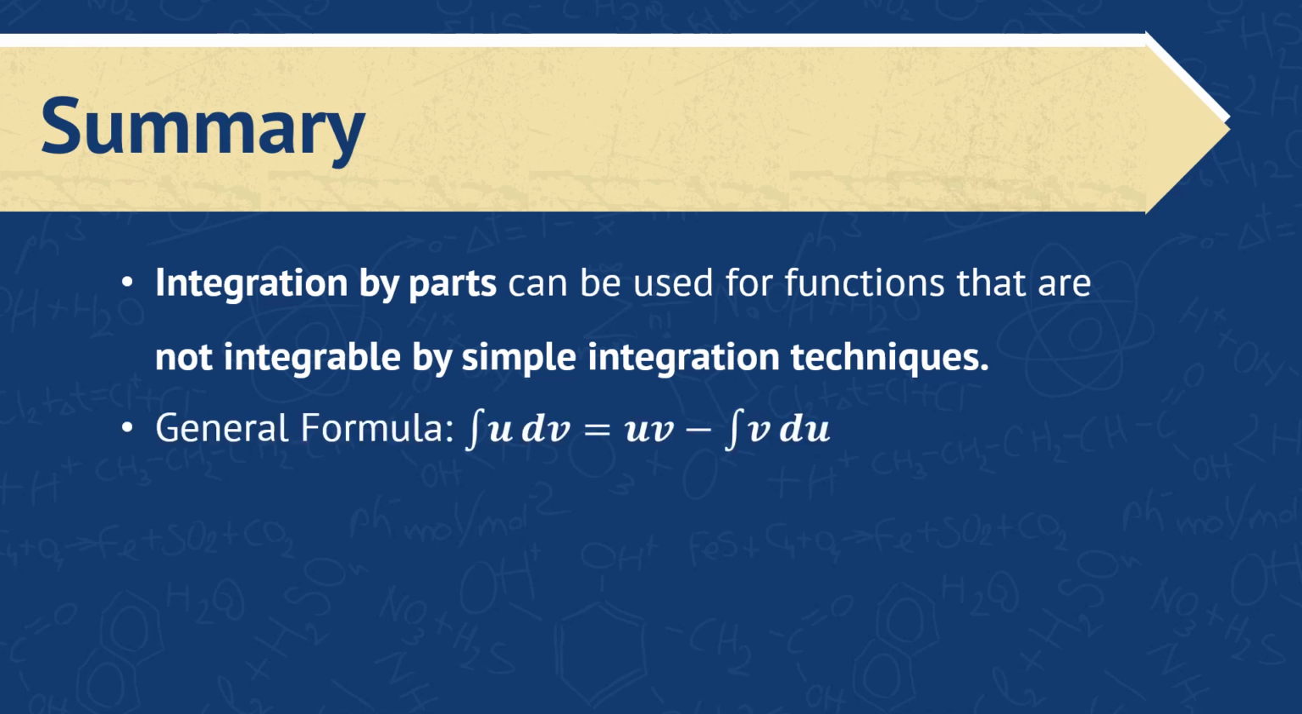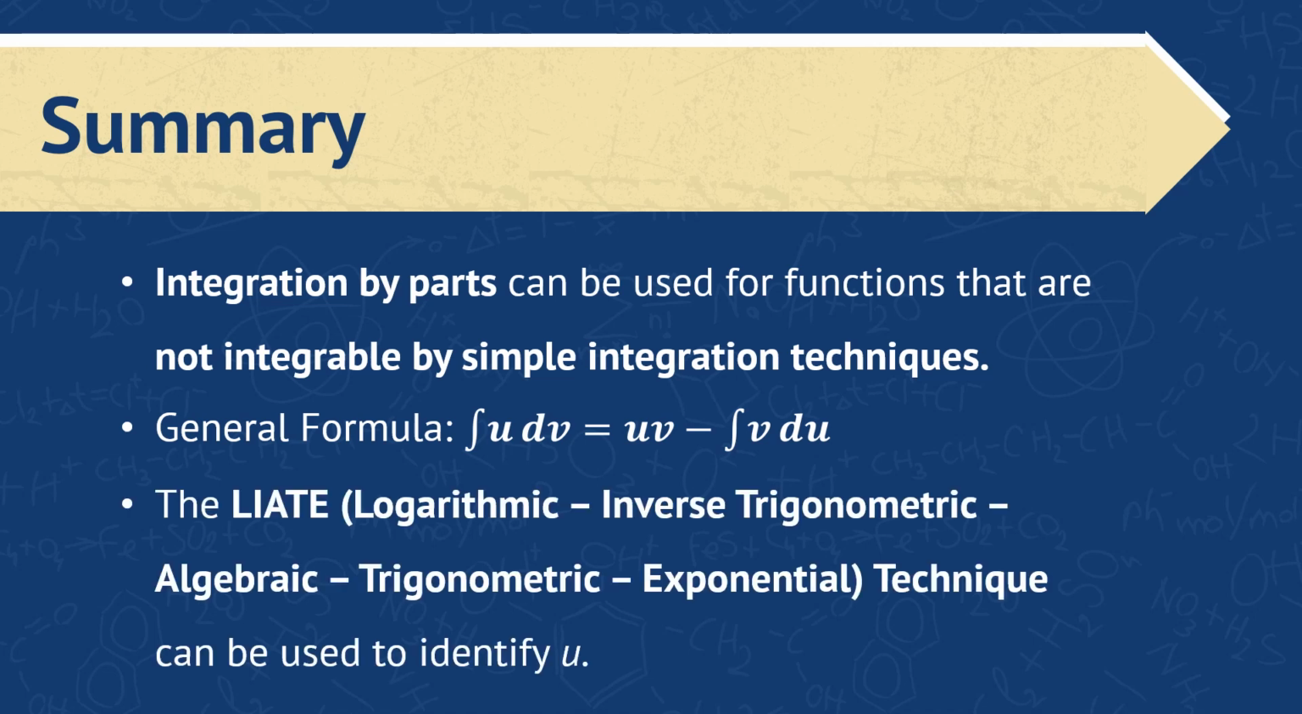Next, we said that the general formula for integration by parts is this. The integral of u dv equals uv minus the integral of v du. And lastly, we said that we can use what is called the LIATE technique to identify u in the general formula. LIATE stands for logarithmic, inverse trigonometric, algebraic, trigonometric, and exponential.